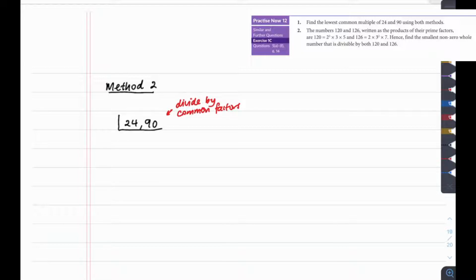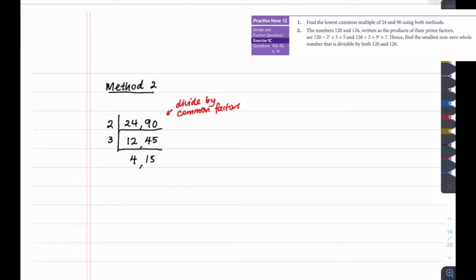First, okay, 24 and 90, let's divide by 2. So 24 divided by 2 is 12, 90 divided by 2 is 45. And we cannot divide by 2 anymore, so we divide by 3. So 12 divided by 3, 45 divided by 3, right? And 4 and 15, we don't have any more common factors to divide by, right? We have to stop here.